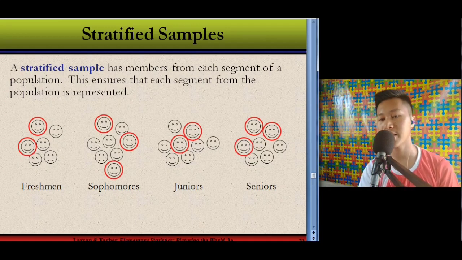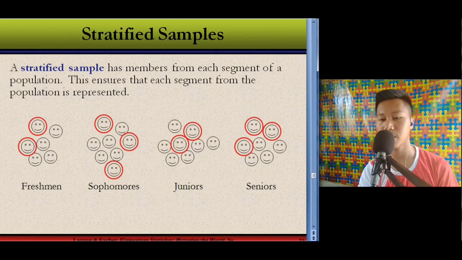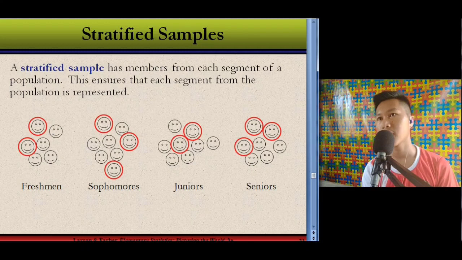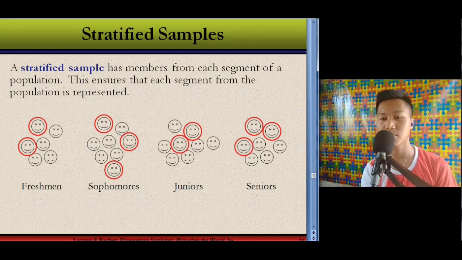We have here another one, stratified sample. So it has members from each segment of a population. This ensures that each segment from the population is represented. For example, you want to make a study sa GRMSU, mga faculty sa GRMSU Dipolog, faculty members. You want to make a survey regarding the quality of instructions that they're giving to their students.